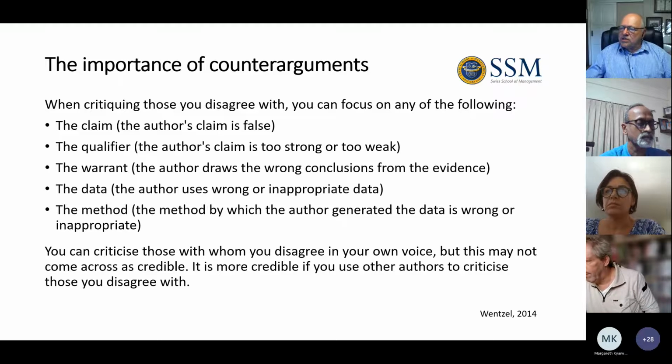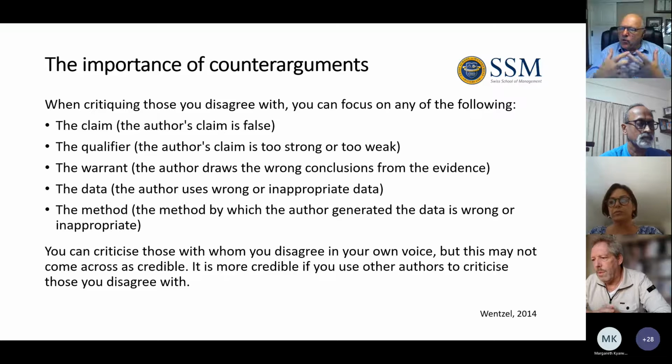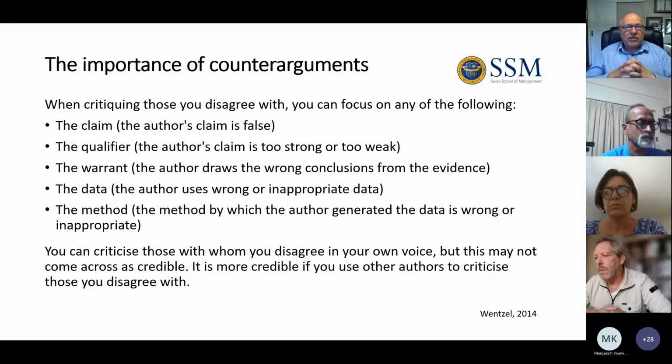When critiquing those who disagree with you, you can focus on the claim they're making, maybe you suggest it's false, or the qualifier, that their claim could be too strong or too weak. Or at the warrant, that they're drawing the wrong conclusions from the evidence, or you could focus on their data. This is one element that I see a big problem with in academic research, where sample sizes are simply too small, and that is quite easily criticizable.